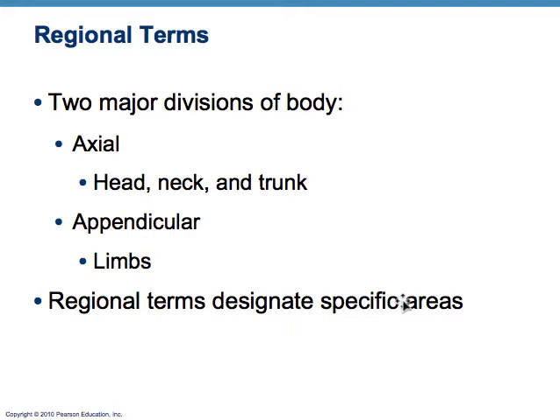Another refresher when we're talking about regional terms of the body, we're describing the body in two major divisions, what we call our axial body and our appendicular body. Remember these root words. Axial, like axis, describes the head, neck, and trunk of the body. Our appendicular body parts include our appendages, those limbs or extremities extending out from our trunk, the arms and legs.